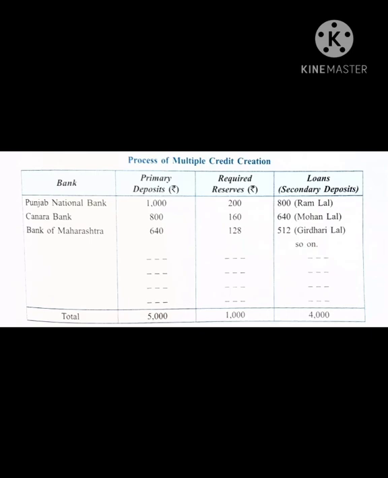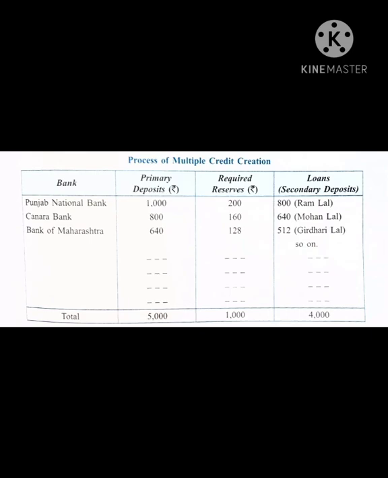So 1 into 10 upon 2, which will give you 5. So this is what your money multiplier is. Am I clear? Do remember, I will now put in front of you one example also, so that the things should be clear to you all.